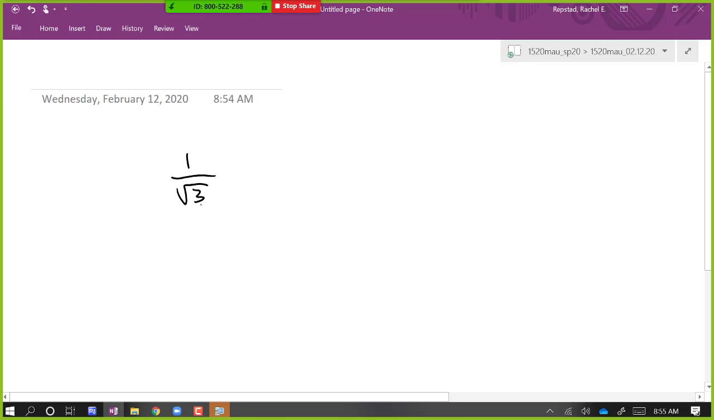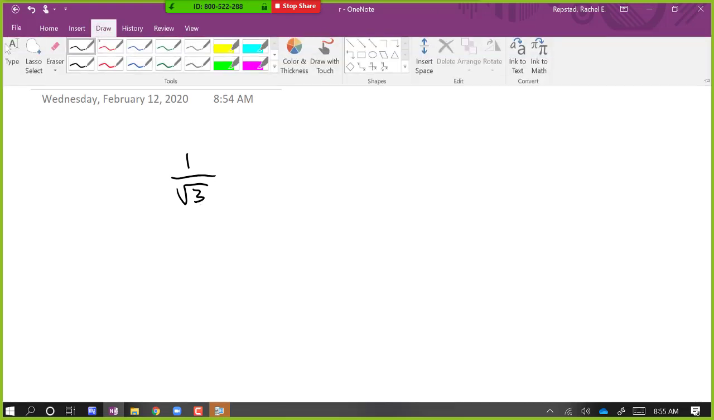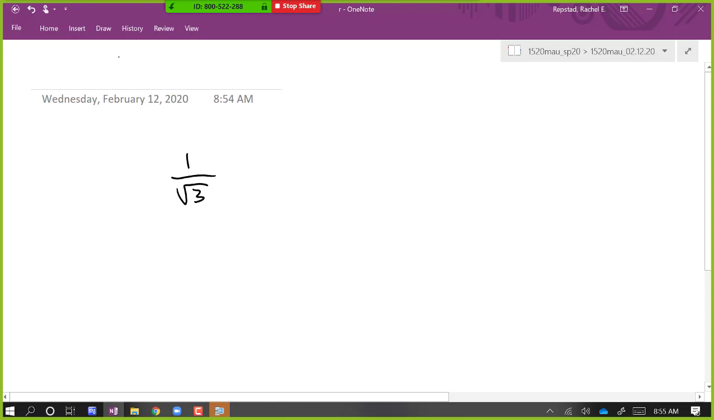If I wanted to rationalize the denominator, does anybody remember how we could do that here? Multiply top and bottom by root 3. Yeah. Right, because on top we have root 3, and on the bottom we just have 3, right? So now I'm going to go a little further and say, what if what we were working with was not just root 3 on the bottom, but maybe something like root 5 minus root 3.